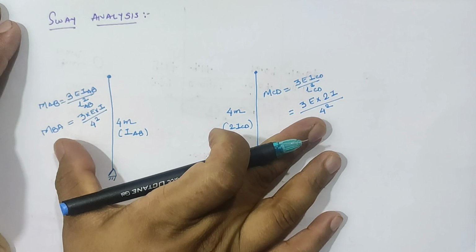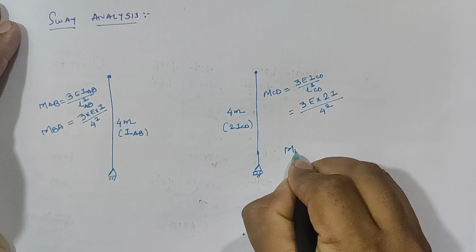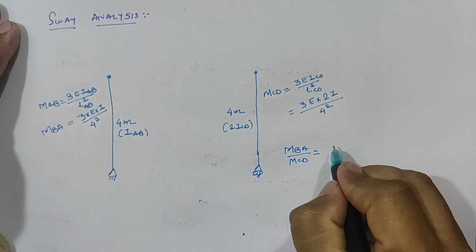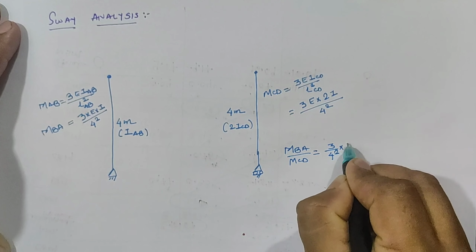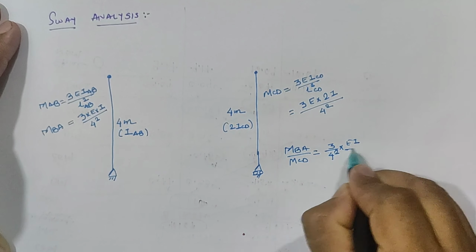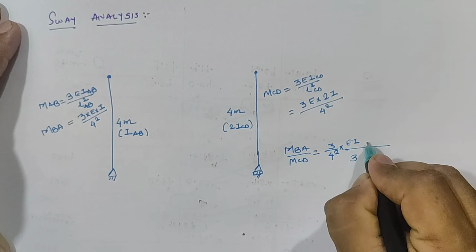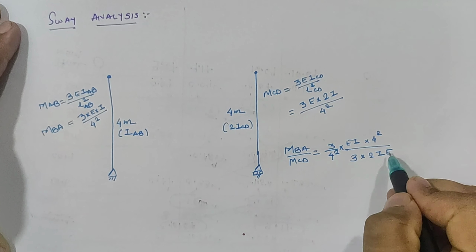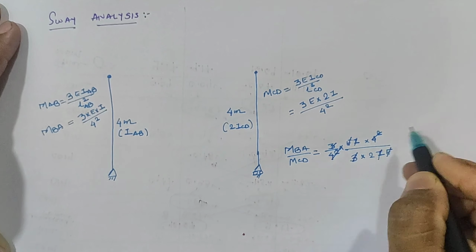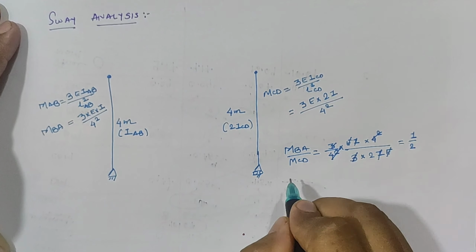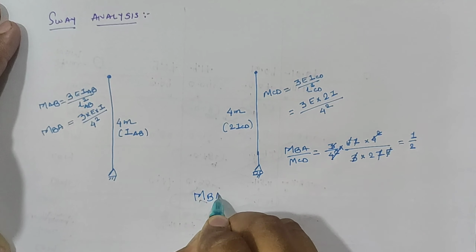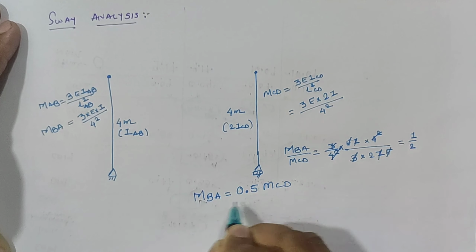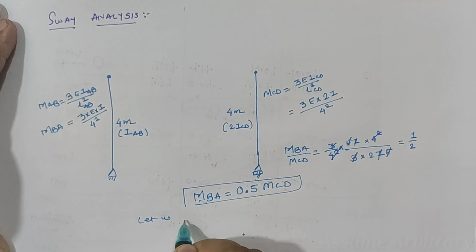So let us divide MBA by MCD. Hence MBA by MCD value is 3EI divided by 4 square, divided by 3 into 2I divided by 4 square. So our relation for moment MBA is equal to 0.5 MCD for the given frame.